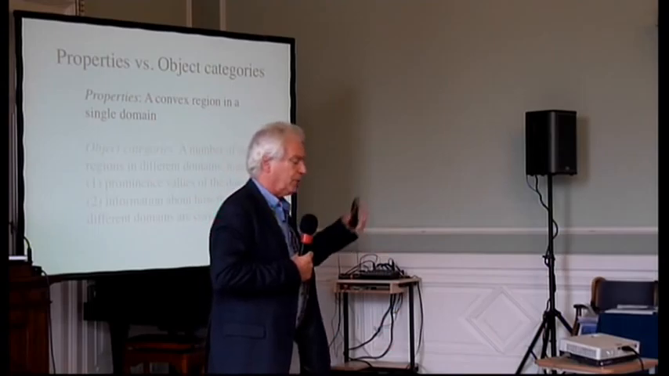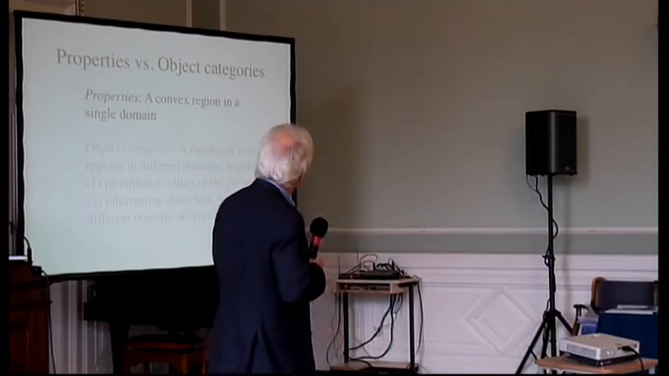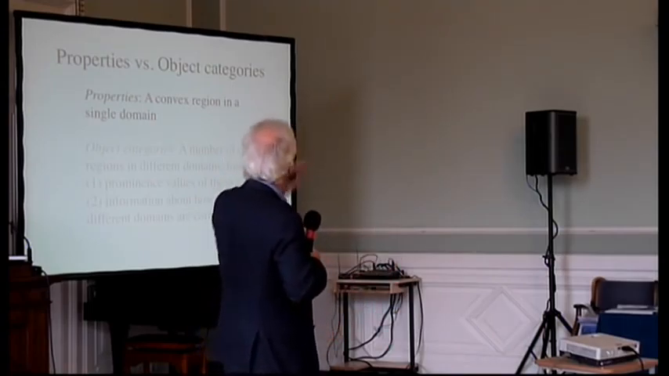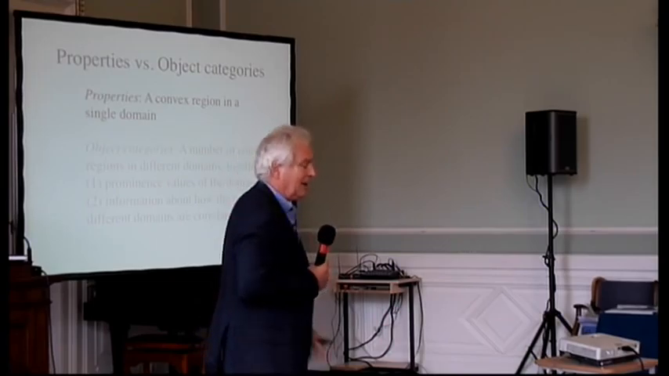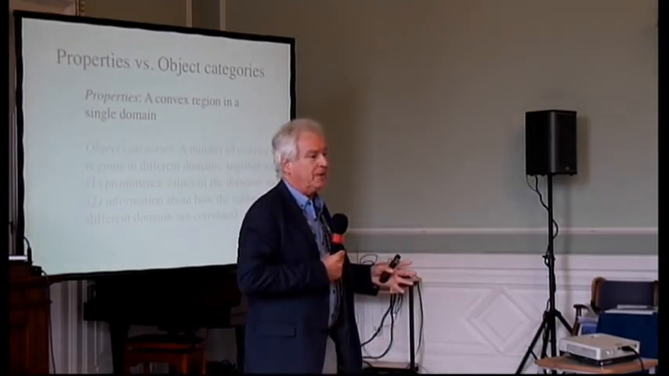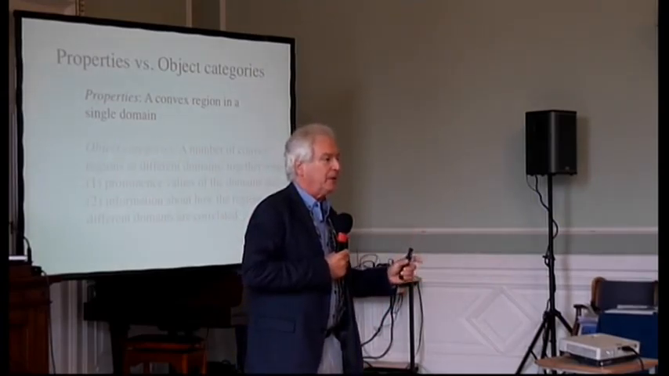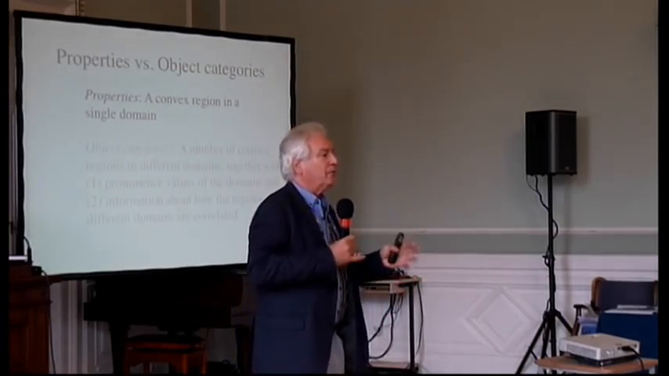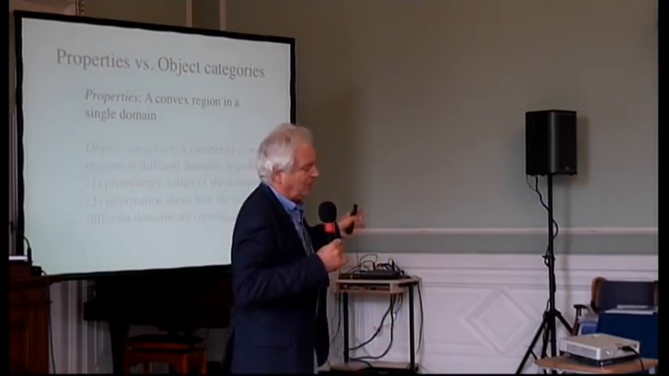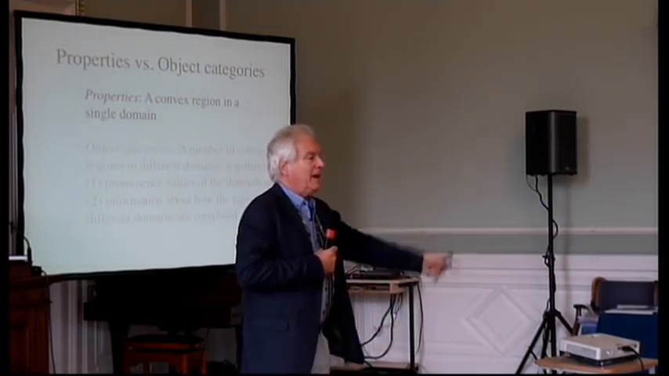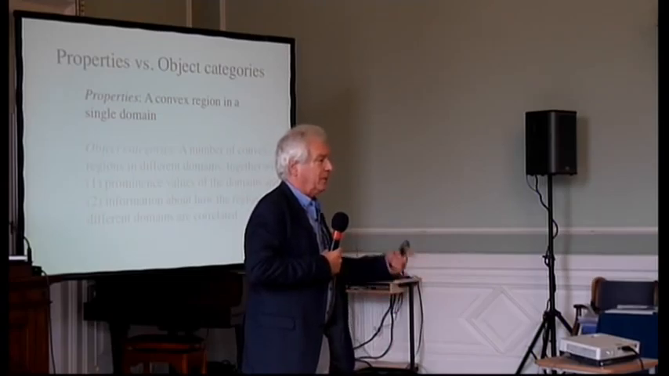This is one way of sorting out the predicates: properties and object categories. A property is something that lives on one domain only. So that's what I mean by a property. And a property is a convex region in one domain. An object category, or more generally a concept category, may involve several domains.